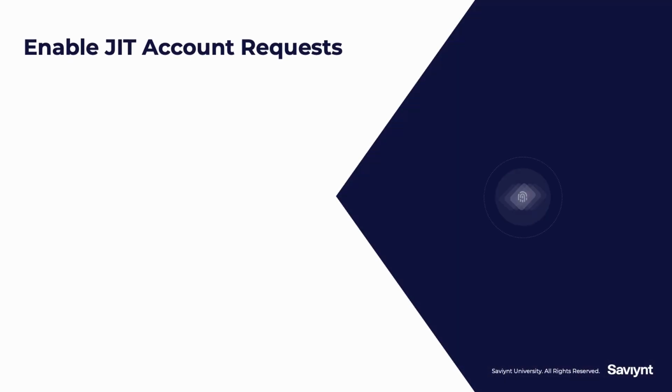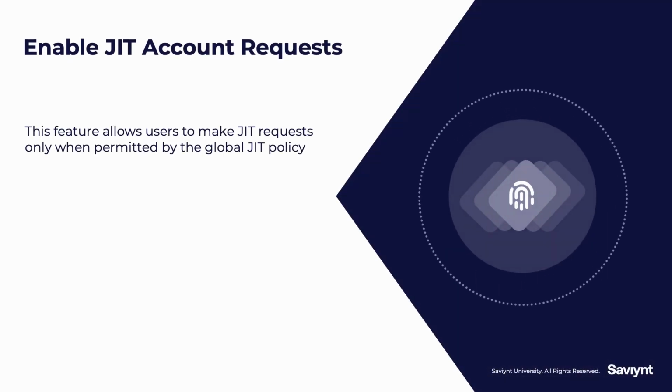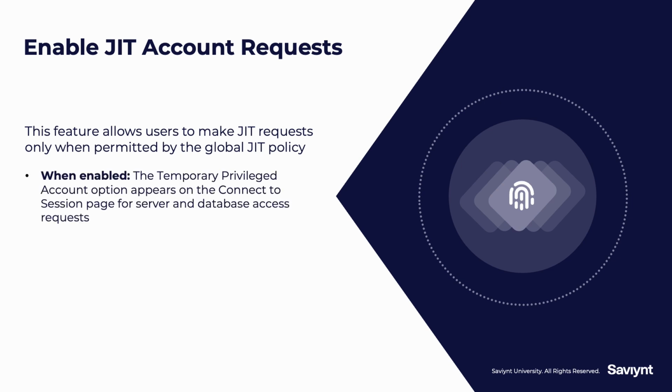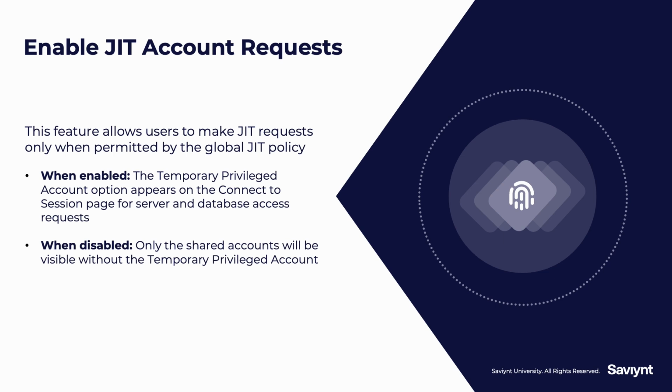This feature ensures that users can make JIT requests only when permitted by the global JIT policy. When the global configuration is enabled, users will see the temporary privileged account option on the Connect to Session page while raising privileged access requests for servers and databases. And when disabled, only the shared accounts will be visible without the temporary privileged account.